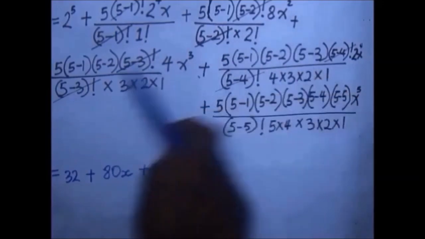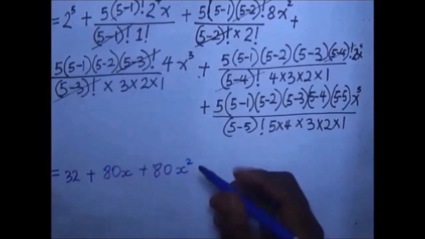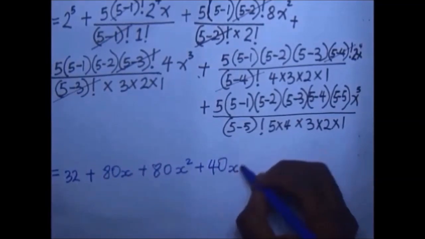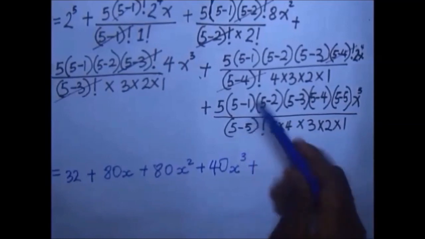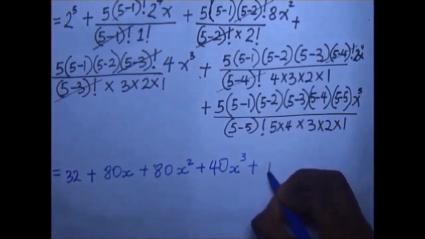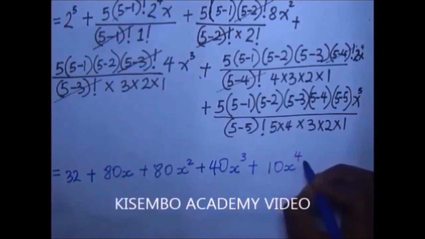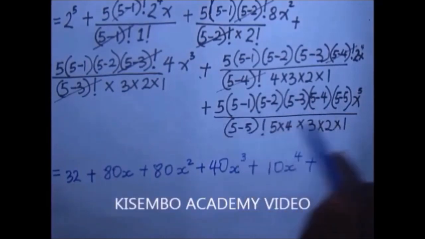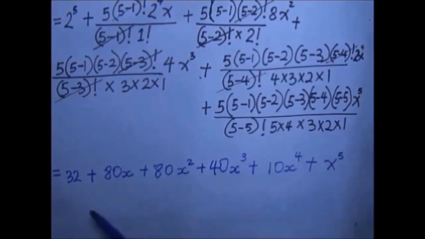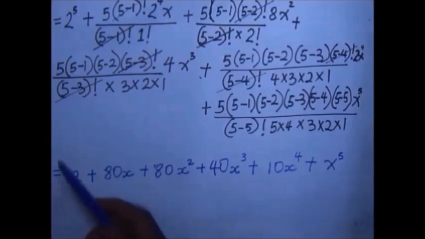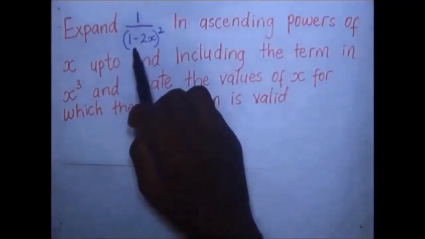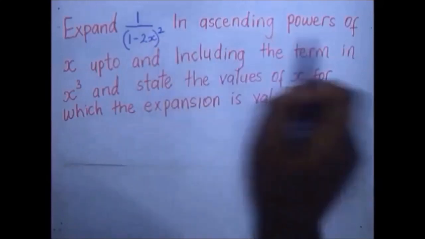x squared, plus this, that is going to become plus 40 x cubed, plus this, that is going to give us 10 x to the power 4 plus this x to the power 5. So this becomes our expression for our expansion for x plus 5, and 1 over 1 minus 2x in bracket squared in ascending powers of x.